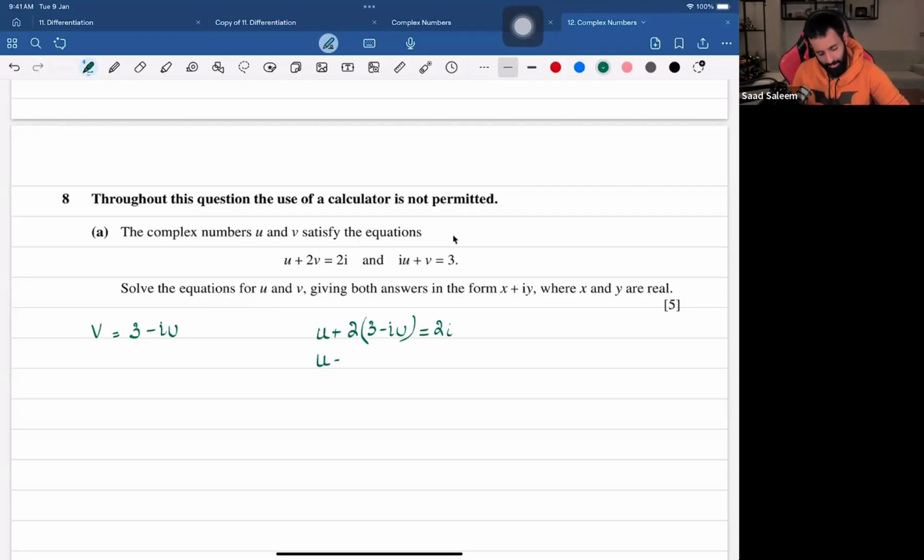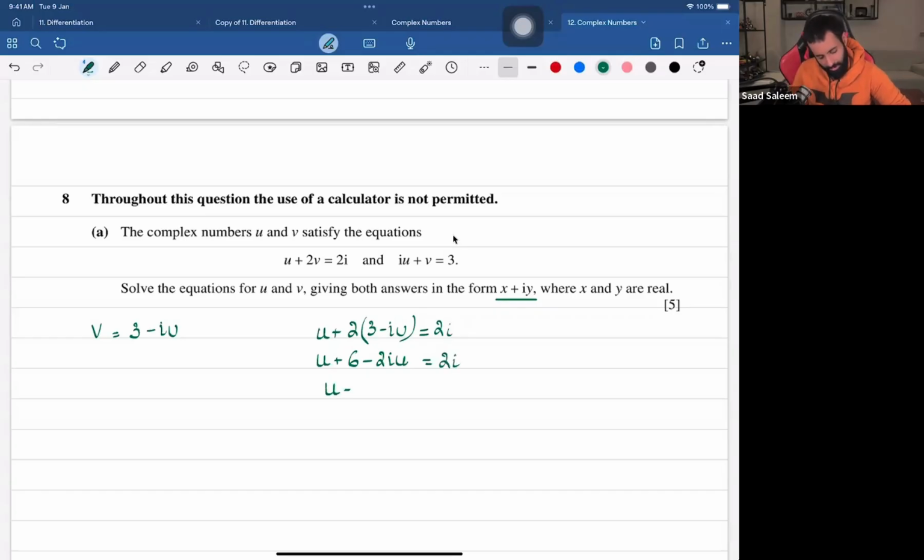Now, u plus 2 times 3, and once again, the answer that we're supposed to give is supposed to be in an x plus iy form. So 2 times 3 is 6 minus 2uι, or you can write u in the end, it doesn't matter how you write it, it's multiplication at the end of the day. So let's write it as 2ιu, which is equal to 2ι.